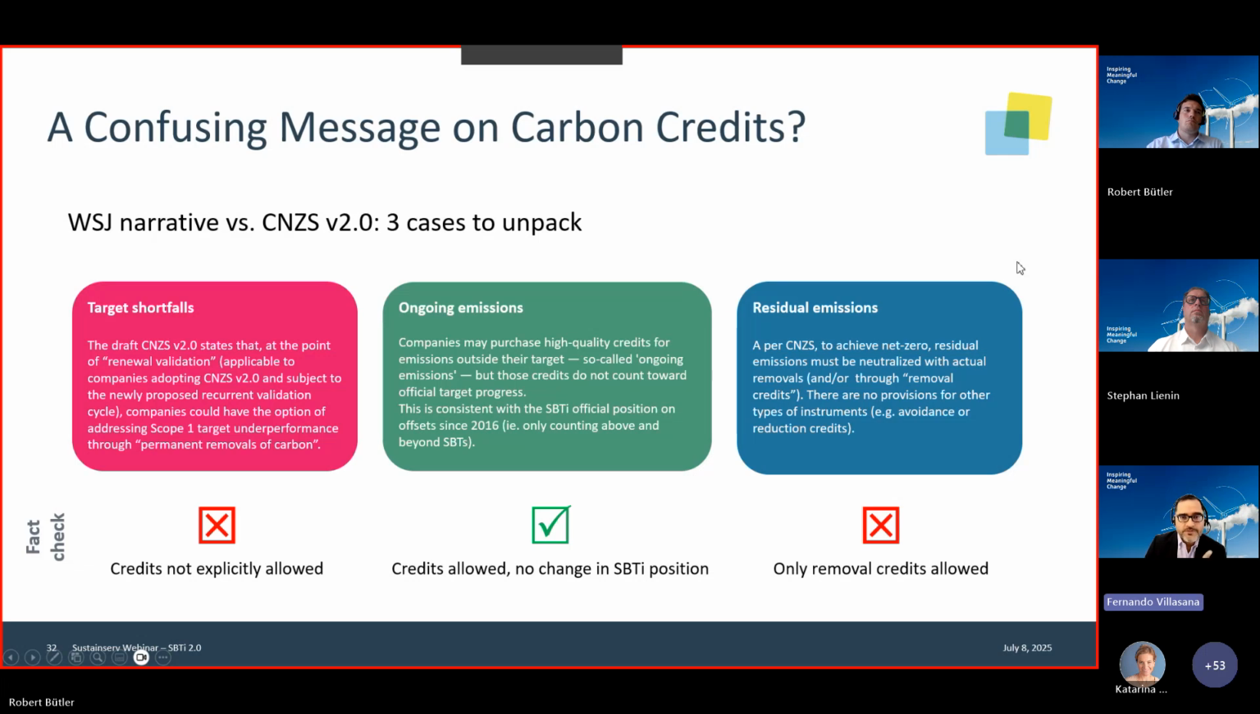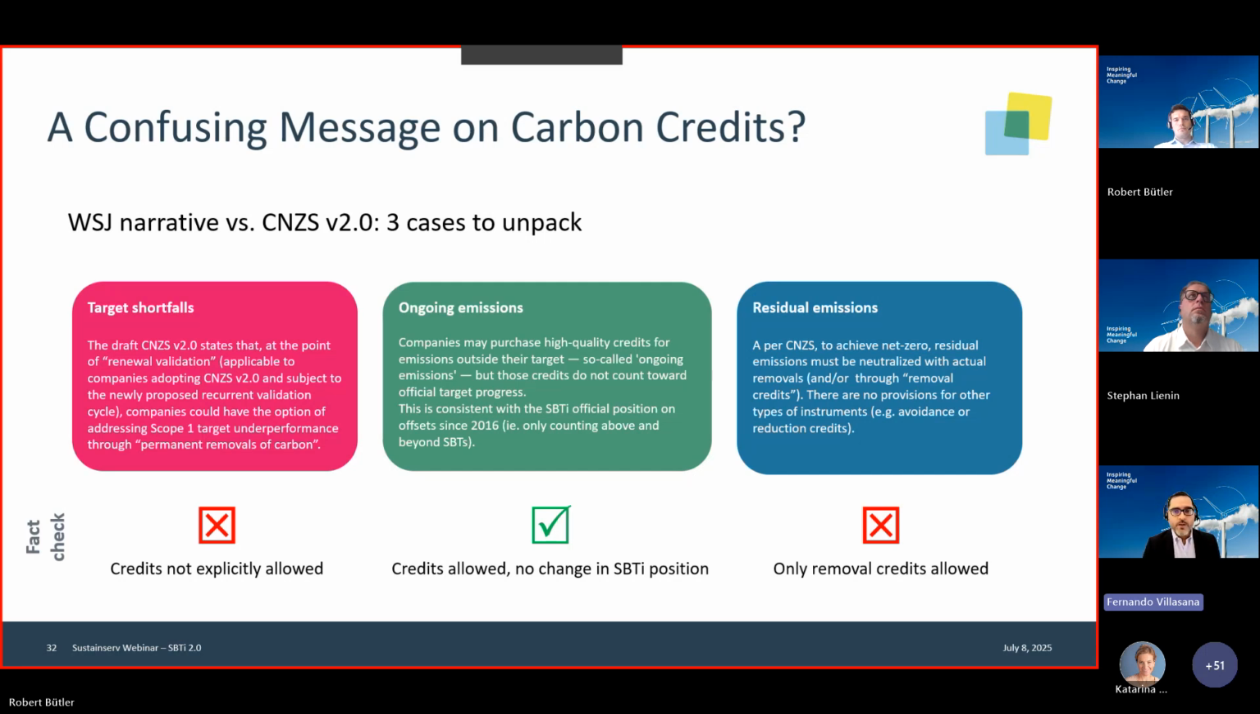Well, first case is if a company falls short of its Scope 1 target, the proposed criteria allows companies to make up for that gap with permanent carbon removals. That's the exact wording in the standard, not by using generic offsets. And this, of course, would only apply to companies already adopting SBTi 2.0 and within the renewal validation cycle, or that would be the current interpretation because it has not been deemed retroactive to version 1.2. So in terms of fact checking, unfortunately, credits are not explicitly allowed for target shortfalls or under delivery of targets.